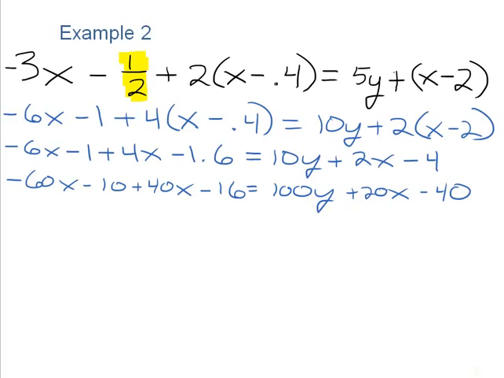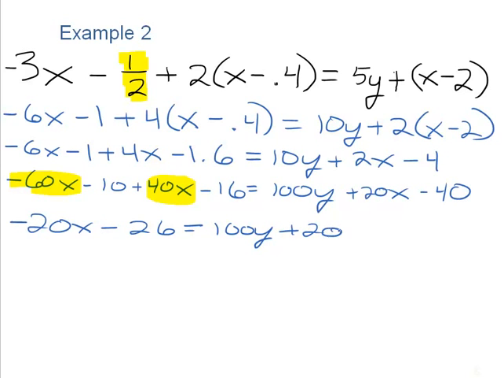Okay, so now the next step is combine like terms on both sides. So I've got some x's here and some x's there. So I put those together and I get negative 20x. And then I've got negative 10 and negative 16, so that's just negative 26 equals, well, that's my only y piece, so it's still just 100y. That's my only x piece, and that's my only constant. So nothing to combine on the right-hand side. Okay, so now we move on to the next step.